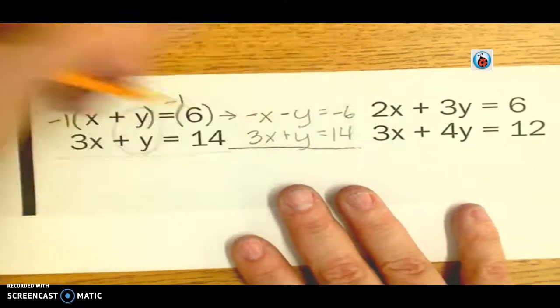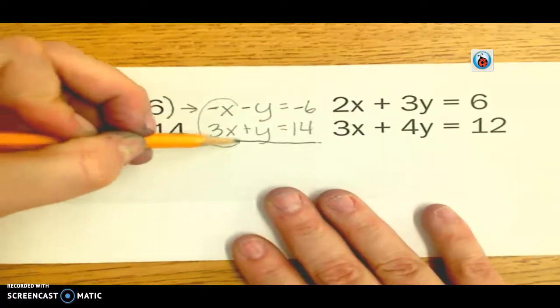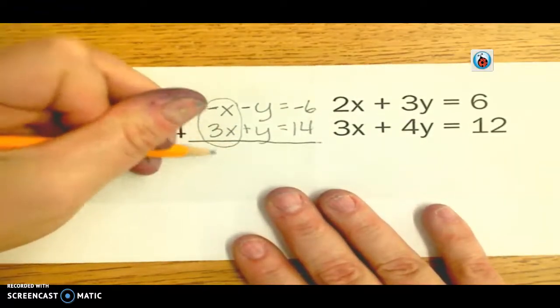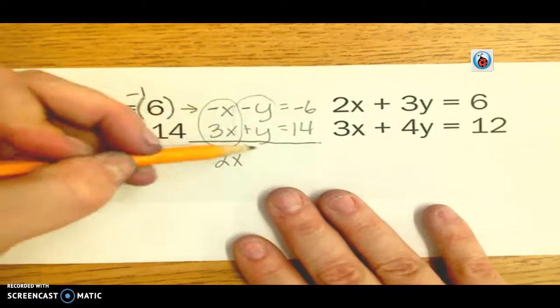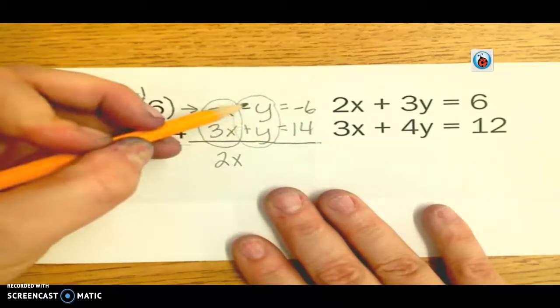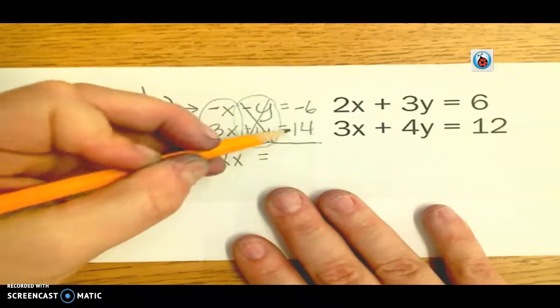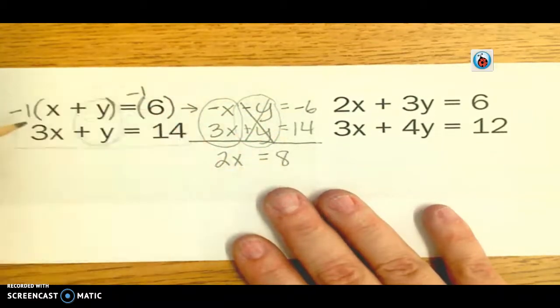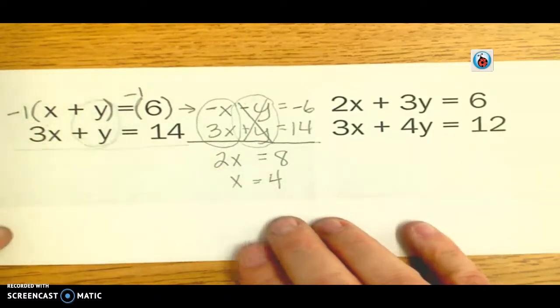All right. Now let's try it. Okay. I'm going to add. I get 3x minus 1x is 2x. And all right, my goon did his job. -1y plus y cancels out. And I get 14 minus 6, which is 8. And bum-ba-da-dum, I can solve for x. I get x equals 4.